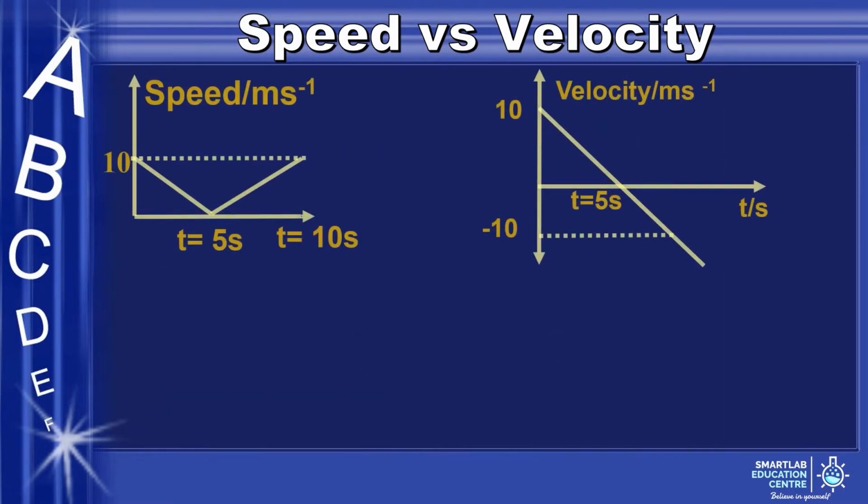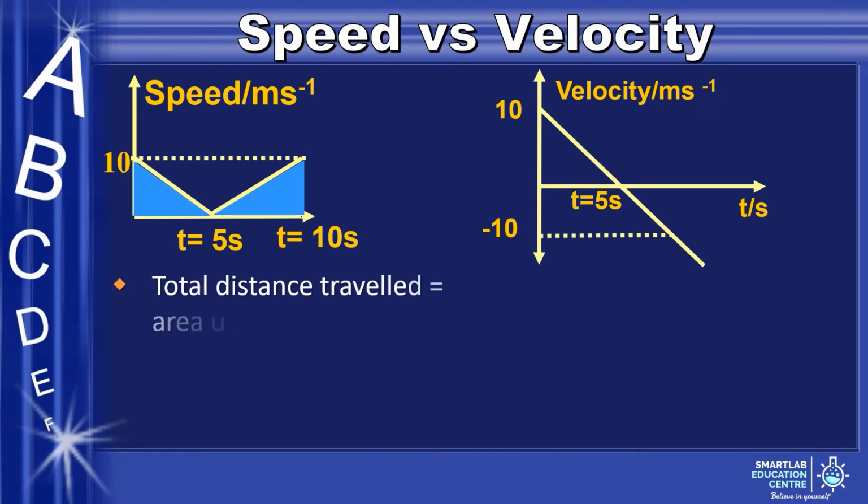Here is the speed and velocity-time graph as shown. Remember that we can find the total distance and displacement of the object using the velocity-time graph. From this, we calculate the area of the graph. For distance, we add up the areas under the graph. This in turn gives us a total distance of 50 meters.